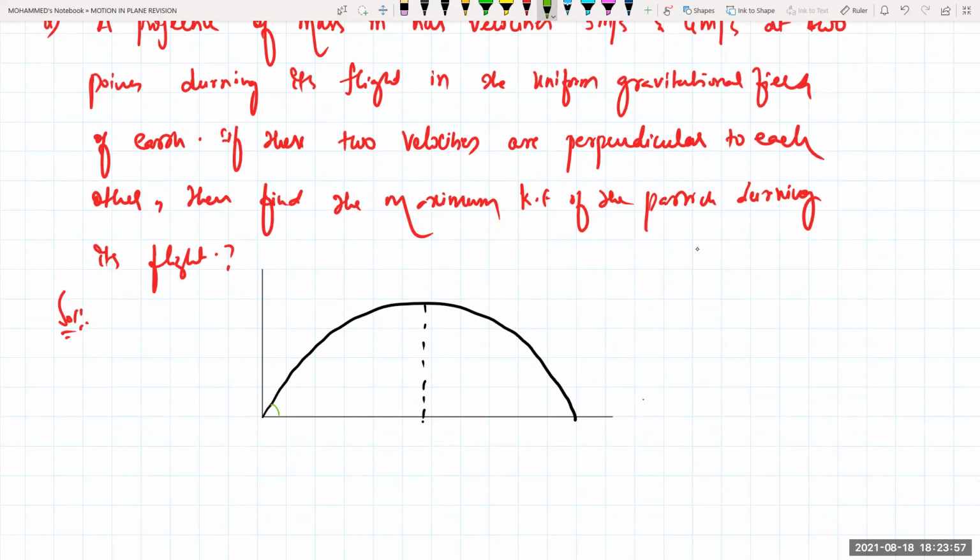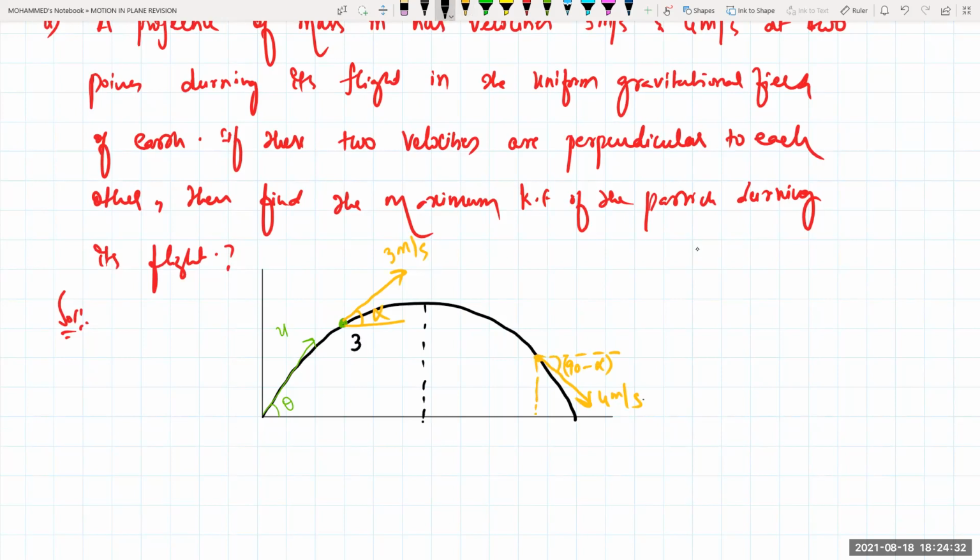So you are projecting a body with an initial velocity of, say for example, u. Somewhere at this position, if the velocity is 3 meter per second, and it is making some angle, say for example alpha. And there is one more point here where the velocity is 4 meter per second, and it is making some angle with respect to this one. So this angle is how much for me? 90 minus alpha. Why 90 minus alpha? Because both of them are perpendicular to each other. If one is alpha, the other will be 90 minus alpha.